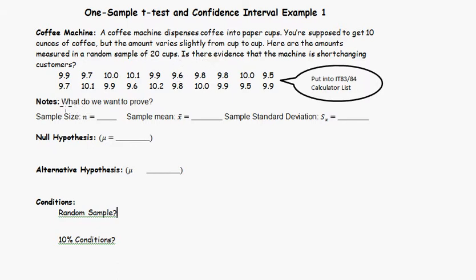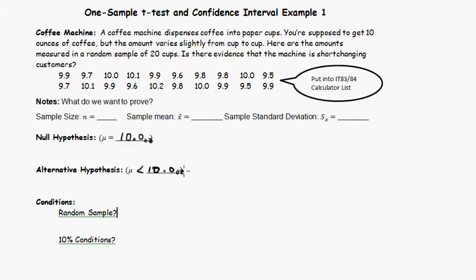So here, the first question: what do we want to prove? It's right here. Is there evidence that the machine is shortchanging customers? So less than. So our null hypothesis would be something like 10 ounces. We're going to assume that it's working properly, and then we're going to try to see if there's evidence that it's actually less than 10 ounces. I guess we could say OZ somewhere.